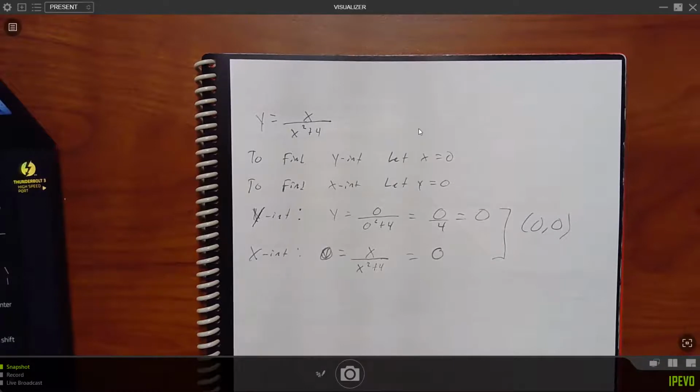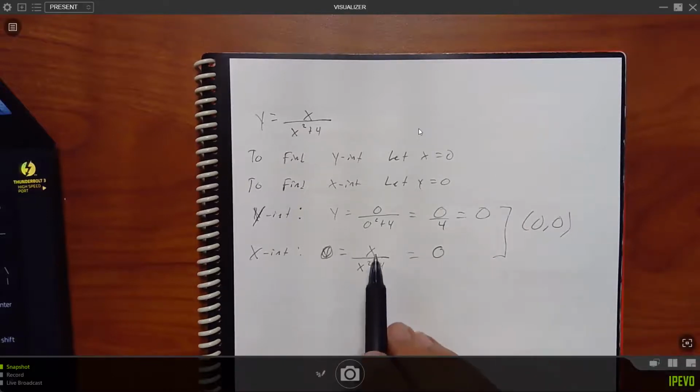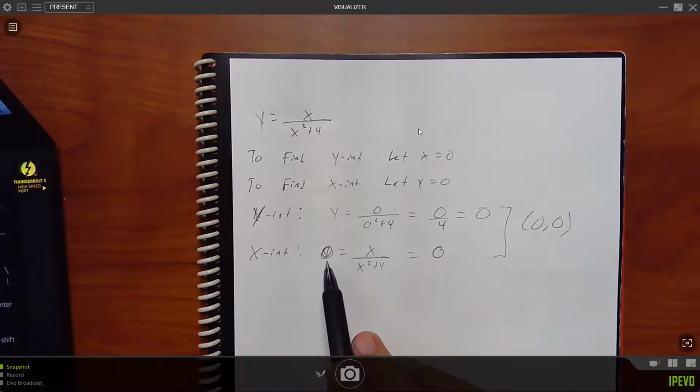Now we have two extrema. Wait, how does the x-intercept equal 0? Sorry. Well, how would this be possible? How would this equal 0? Oh, okay. I don't think it would be possible.